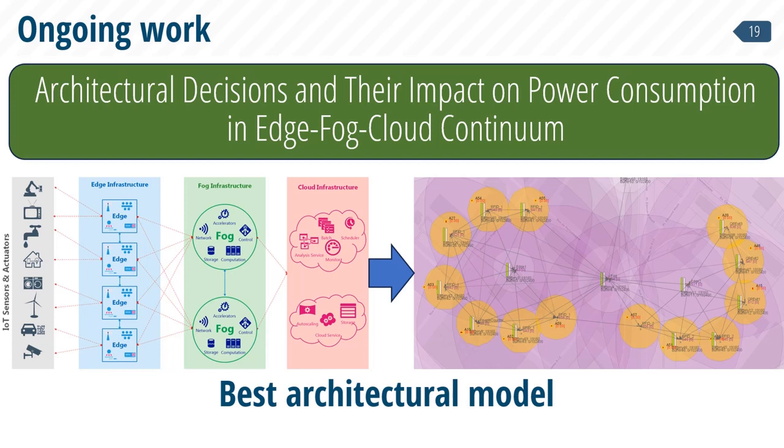Currently we are working on architectural decisions and their impact on power consumption in the edge-fog-cloud continuum. We are checking the location of processing for the 3-tier edge-fog-cloud architecture with different scenarios and how much impact it has on power consumption. The goal is to select the best architecture that has less power consumption and less data traffic in terms of processing location.